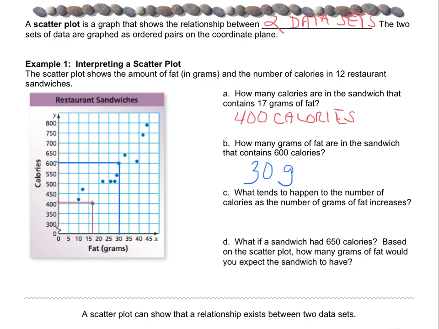So what tends to happen to the number of calories as the number of grams of fat increases? Well, remember, the grams of fat increasing along in here is getting bigger. There are more grams of fat that way. And during that same time period, if you kind of look at what's happening above, we can see that while those are going bigger, we also see these seeming to get bigger as they go as well. So what tends to happen, based on what the picture is showing, is that as the number of grams of fat increases, the calories increase as well.